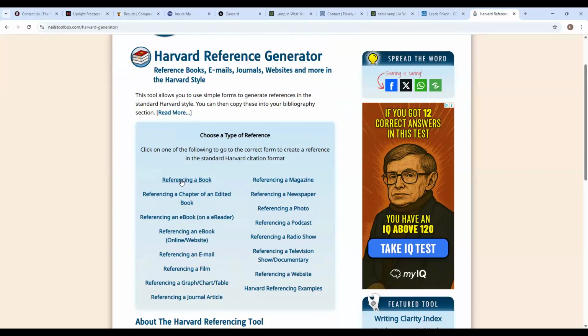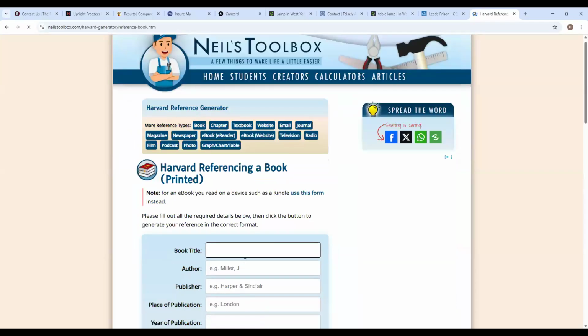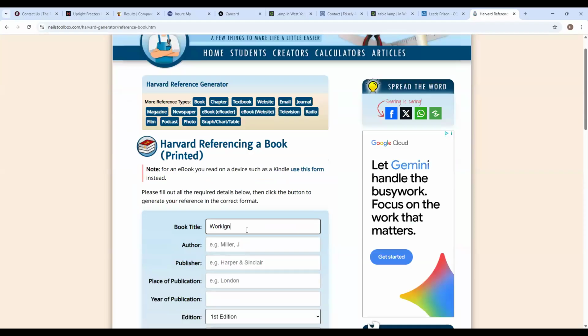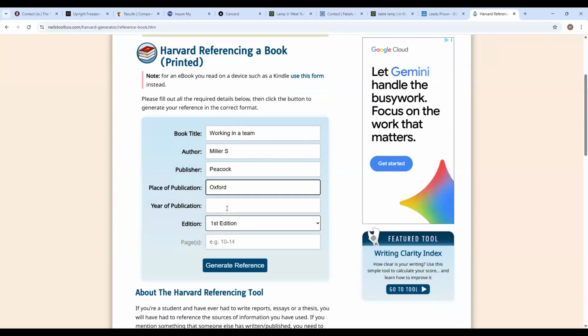You can reference a book, you can reference a website, you can reference anything on here. Let's reference a book, okay? Book title, Working in a Team. I'm just guessing, okay? The author would be their surname first, so Miller, and then their first name, S. Publisher, this will all be found in the book, Peacock. The place of publication could be Oxford, found on the first page of the book. The year of publication would be 2025. The edition could be fourth edition.